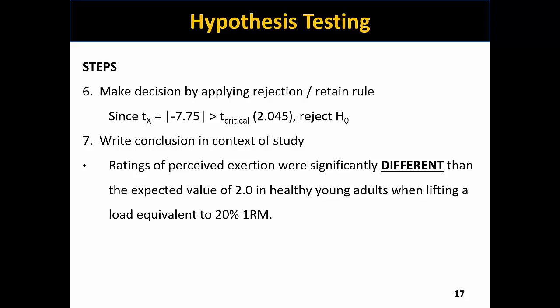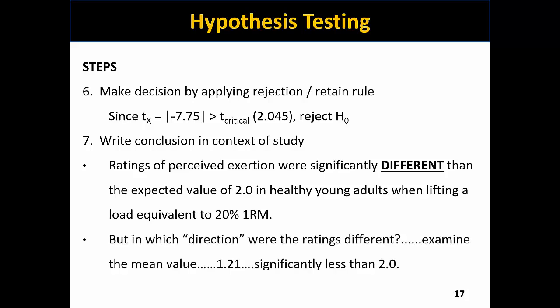In this sense, we state that the ratings of perceived exertion of our sample were significantly different. We say different because we had a non-directional test standard. So we say it was significantly different than the expected value of 2 in healthy young adults when lifting a load equivalent to 20% 1RM. But that still leaves open the question of directionality.